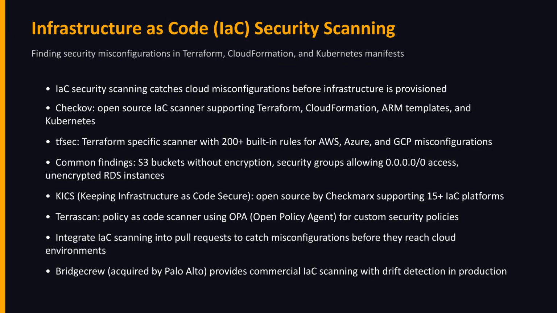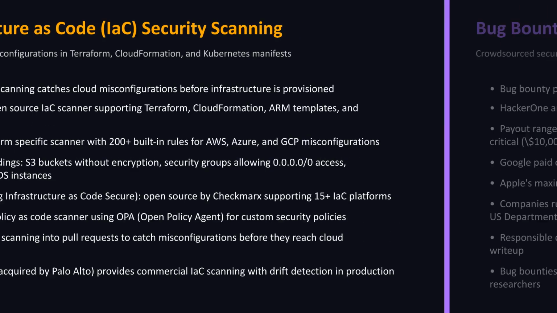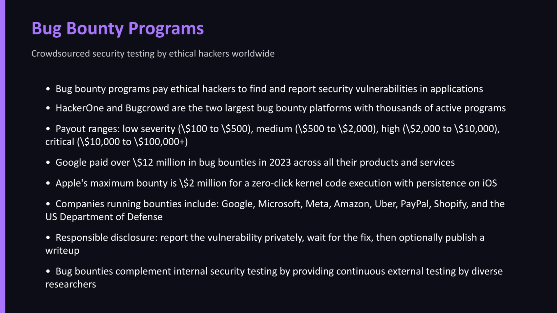Tools like Checkov, TFSec, and Terrascan catch misconfigurations in Terraform and Kubernetes, preventing overly permissive security groups or unencrypted cloud storage. Bug bounty programs leverage the global community of ethical hackers to find vulnerabilities you might have missed. Platforms like HackerOne and Bugcrowd provide a structured, responsible way to reward researchers for helping secure your application.